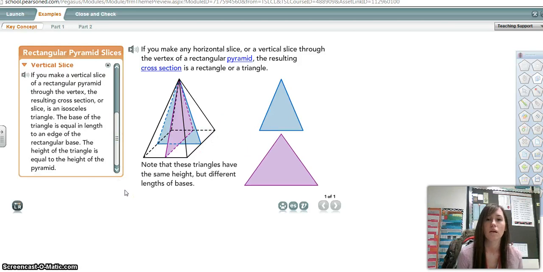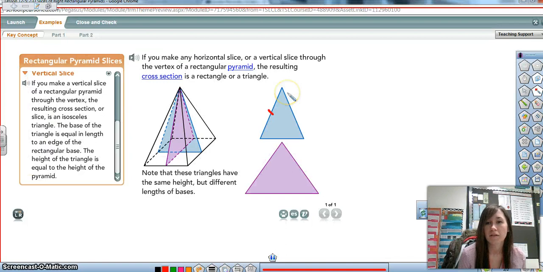Note that these triangles have the same height, but different lengths of bases. These are vertical slices, so we're cutting down on the figure, and we're going through the vertex. So we're cutting right on the top point, going down either this way or cutting down the other way, the blue way. Both of these cross sections that we receive are isosceles triangles.